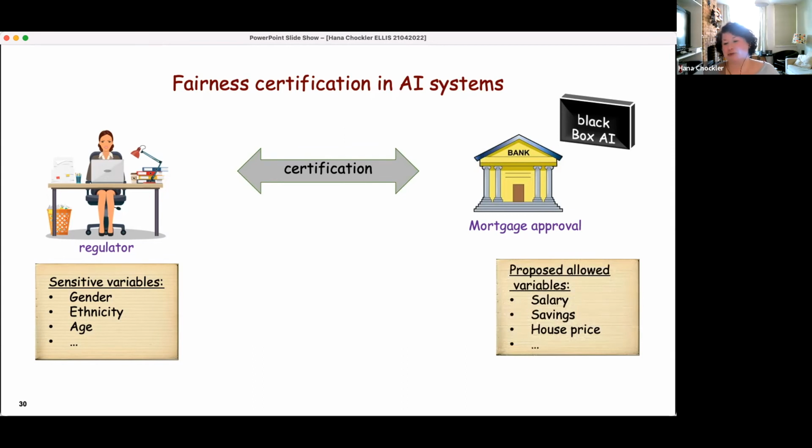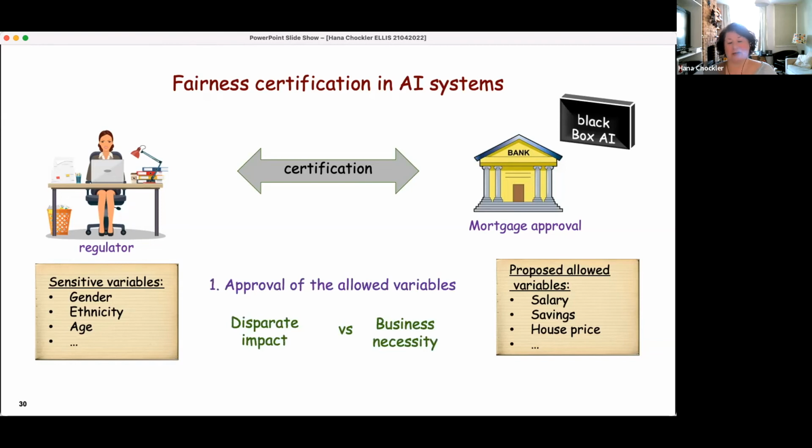Now, the bank comes with the proposed allowed variables. The allowed variables are those that correlate with sensitive ones, but the bank justifies them by business necessity. So the first step is approval of the set of allowed variables. And of course, there is the disparate impact, which is the different impact of the decision depending on the protected attributes or sensitive variables, versus business necessity.